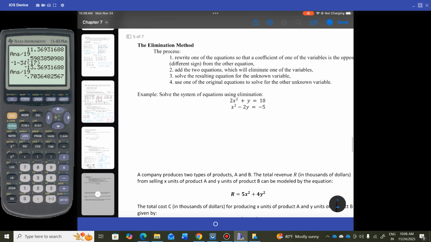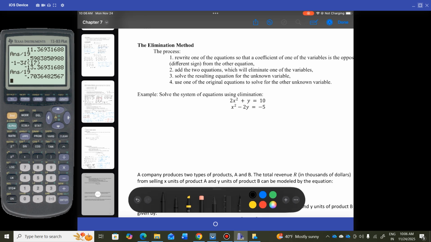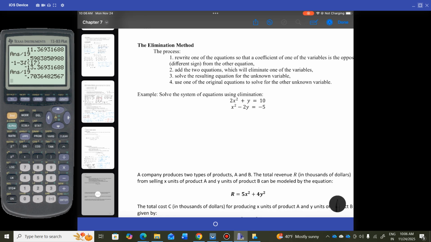And then we have the elimination method here. We try to adjust the equation so one of the values drops out. You can drop out either one, x squared or y, it doesn't matter. I think the easiest way would be multiplying the top by 2 and dropping out your y's. So we'll have 4x squared plus 2y equals 20, and then x squared minus 2y equals negative 5. When we add down, we get 5x squared equals 15. So x squared equals 3.